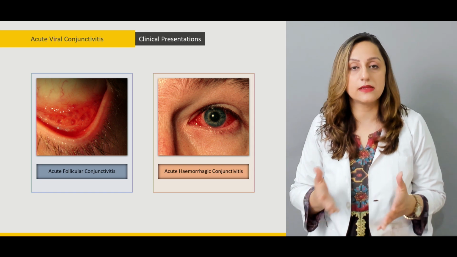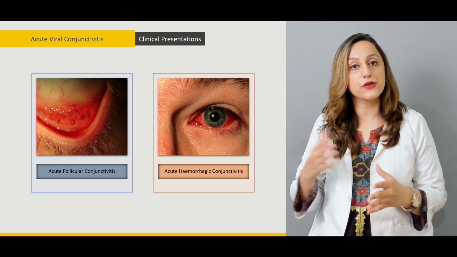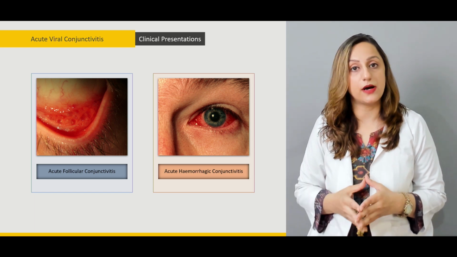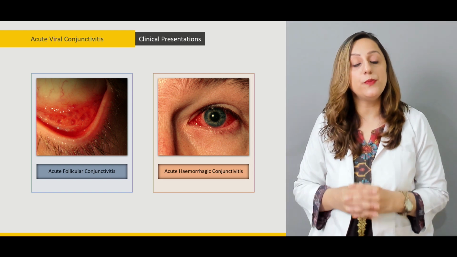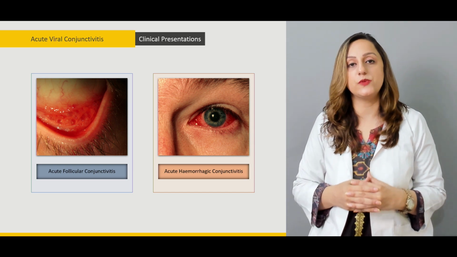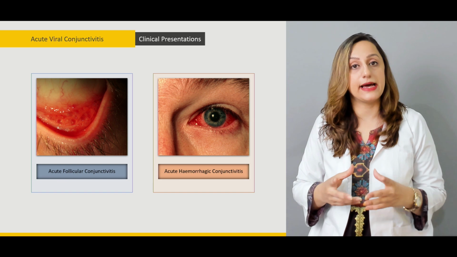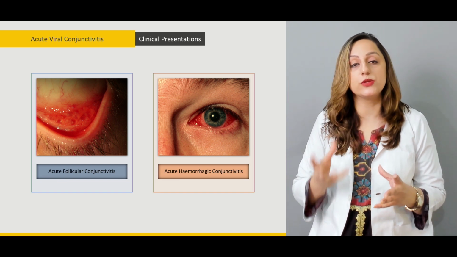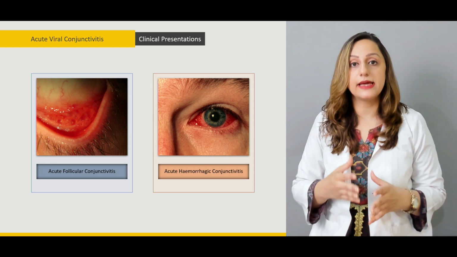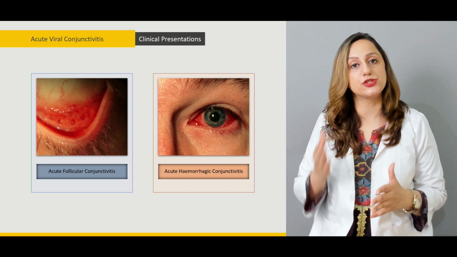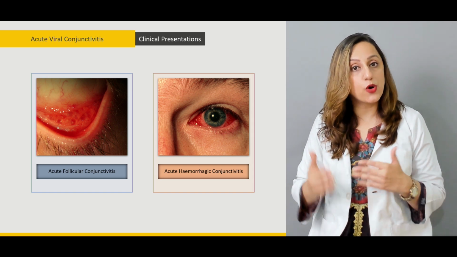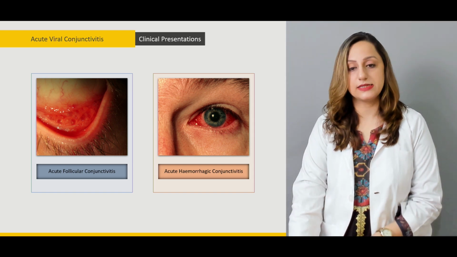In a lot of patients, they would be suffering from hemorrhage as well as having follicles on the palpebral part of the conjunctiva. These are the two major clinical presentations that we would be observing. When examining them on the slit lamp, it would be very easy to observe that they also have a watery kind of discharge on the lower lid, rather than a mucoid or mucopurulent discharge, which was the basis for the bacterial conjunctivitis that we'd already discussed in detail.